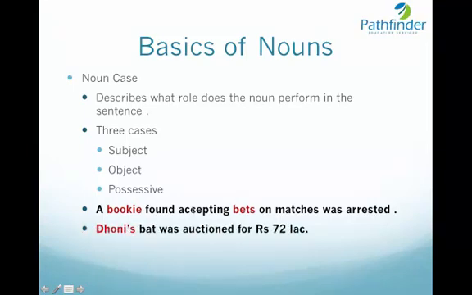Let us take another example. Dhoni's bat was auctioned for rupees 72 lakh. So here the bat belongs to Dhoni, and therefore Dhoni's with an apostrophe s stands for the possessive case. So these are 3 common cases that you will find in nouns.